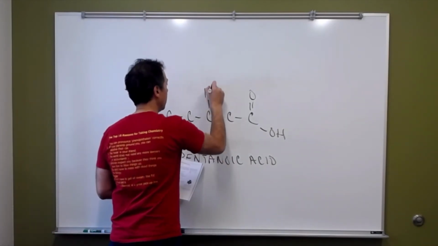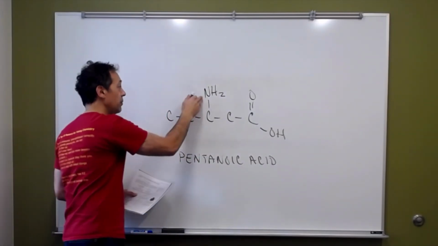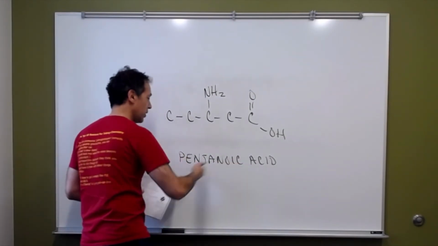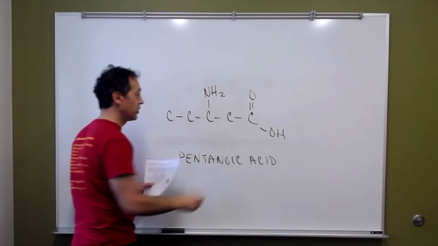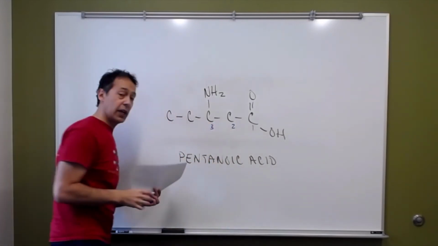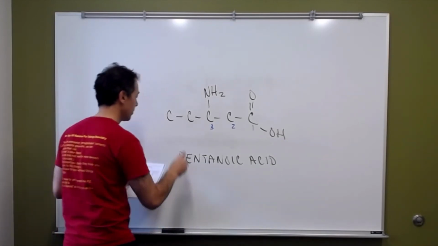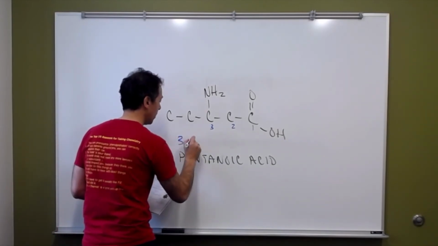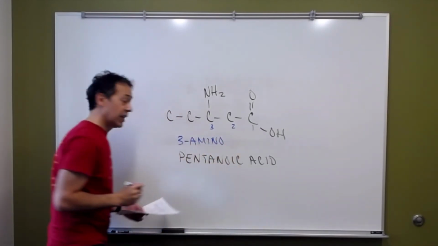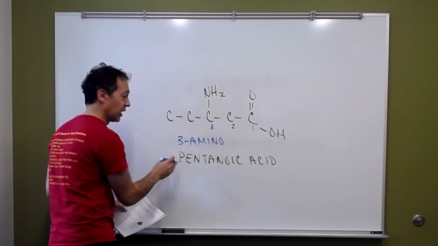NH2. Okay, so how would we name something like this? Well, now the amine is a substituent. And so we would say that the base or root of this is pentanoic acid. And we start from our functional group here and go 1, 2, 3. Okay, so off of the third carbon is our amino group. So this becomes 3-aminopentanoic acid. And there'd be no space here between the amino and the pentanoic acid.